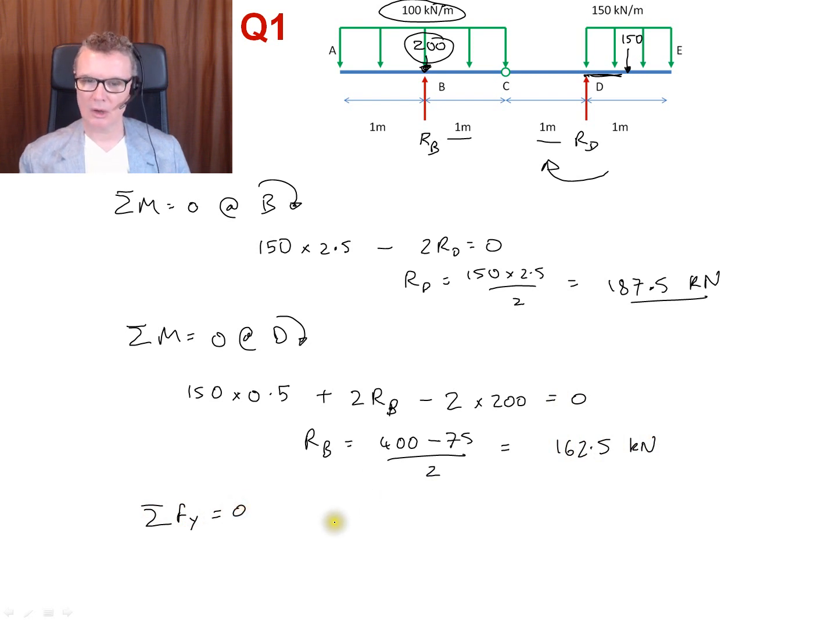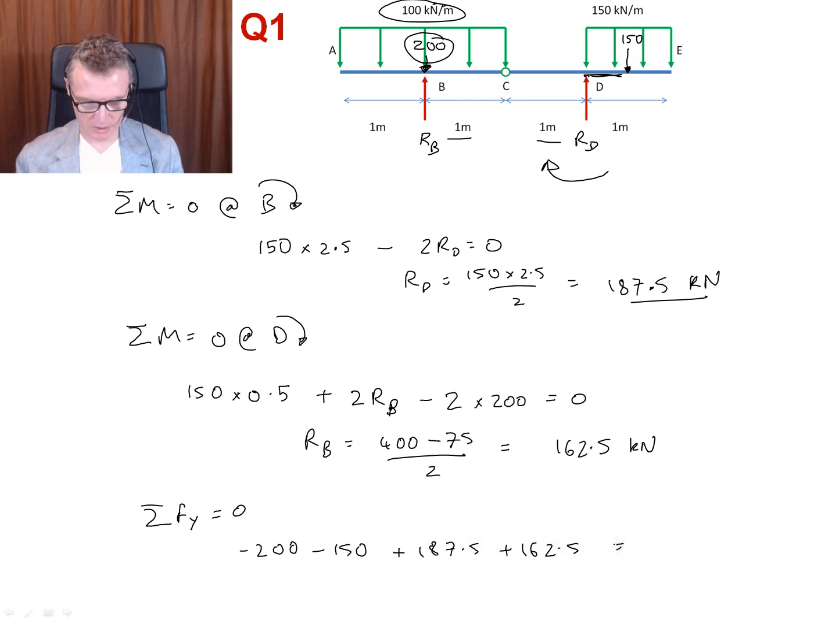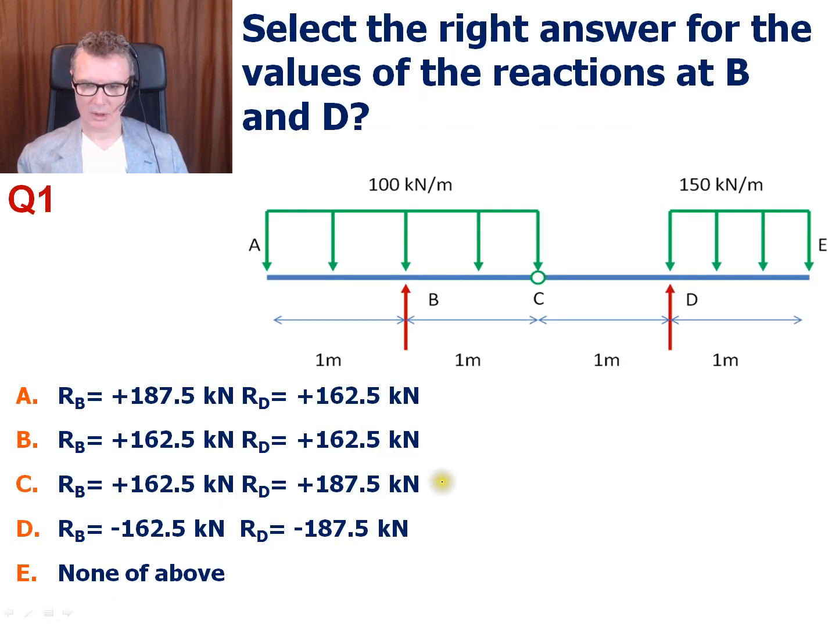And then we could do a check. What's coming down is minus 200, minus 150. What's going up is 187.5 and 162.5. Does that equal 0? Minus 200 minus 150 plus 187.5 plus 162.5 equals 0, so that is a check. So 162 and 187 is what I'm looking for, so I would go for this one here. Hopefully you chose C. I think that's all I'm going to do, so hopefully you agree with me. Let's do question 2 next.